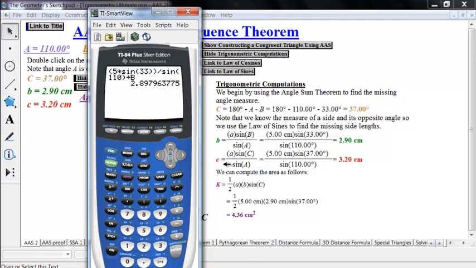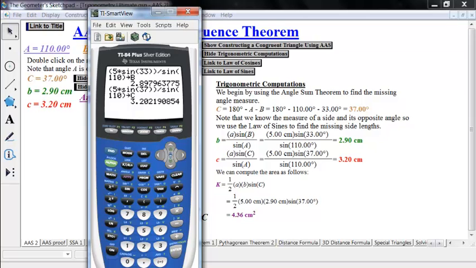In a similar manner, we can see C over sine of C is A over sine A, so multiply both sides by sine of C, and the only thing I have to do is change that 33 degrees to 37 degrees, which was the angle for C. Let me store that as C. And there we get 3.202190854. Of course, that's rounded off already to lots of decimal places, and if we round it off to 2 decimal places, that's 3.20 centimeters.